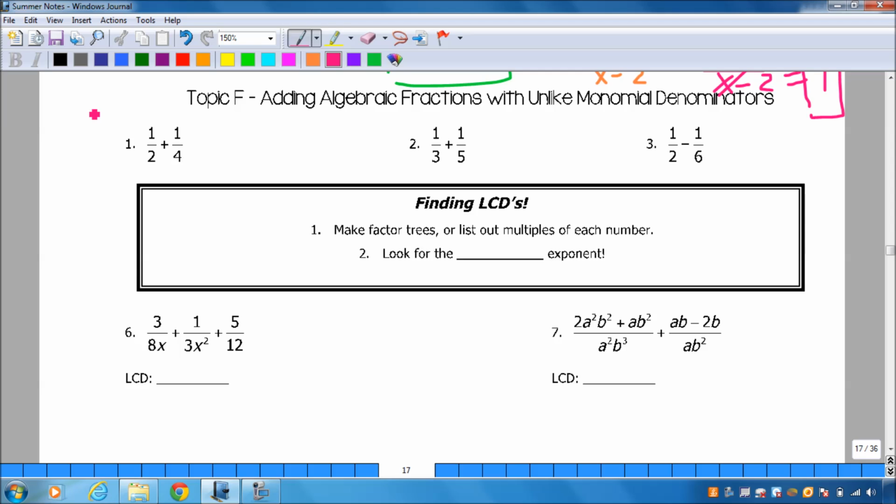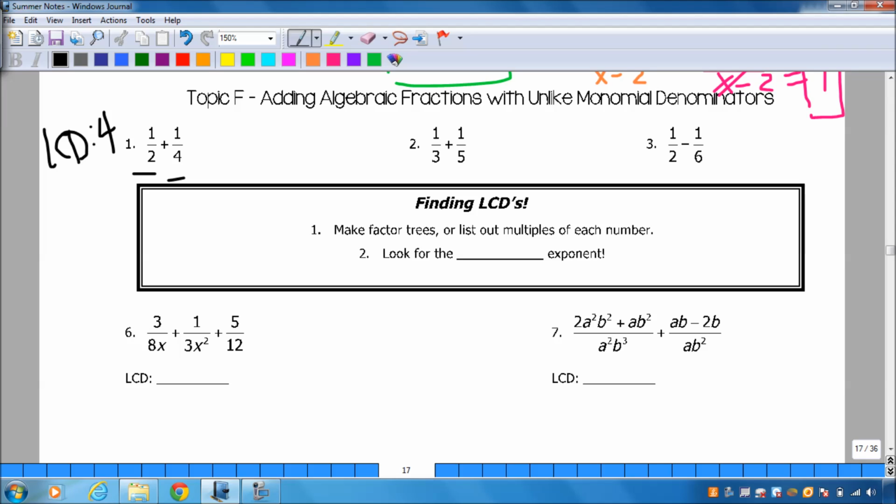Topic F, last topic of the day, adding algebraic fractions with unlike binomial denominators. This is where things are going to get a little trickier. So, same thing, we're going to compare it to what you already know about adding and subtracting fractions with unlike denominators. Just like we talked before, you have to find the least common denominator. So for example, in number 1, your two denominators are 2 and 4. So basically you're going to find the least common multiple between 2 and 4, which would be 4. So your LCD in number 1 would be 4.